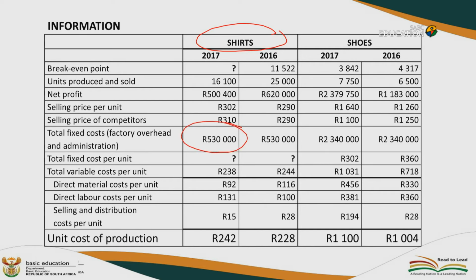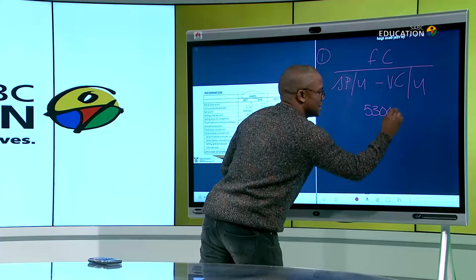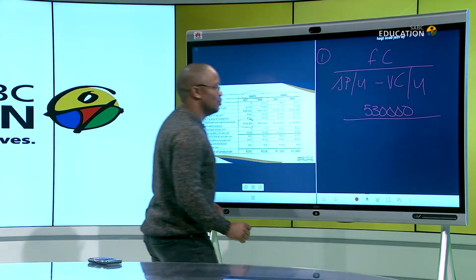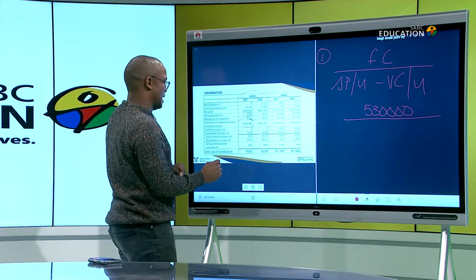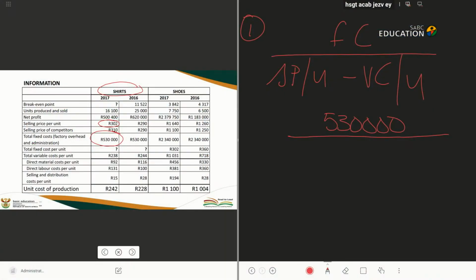It was 530,000. You divide by what? Selling price per unit. Here it is. Your selling price per unit, how much? 302 minus. Your variable cost is how much? Here it is, 238. Okay, 530,000 divided by 302 minus 238, it is 64.